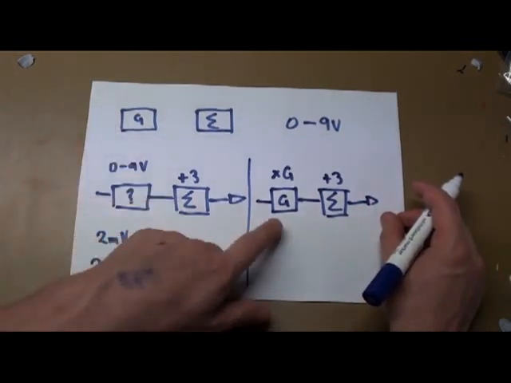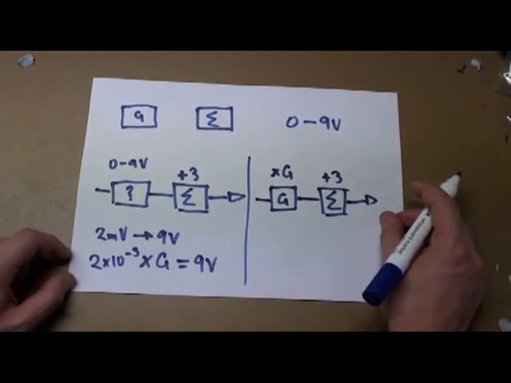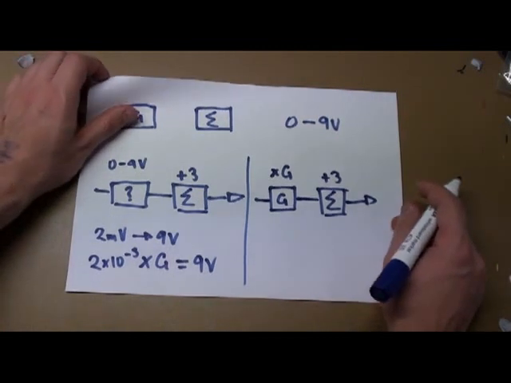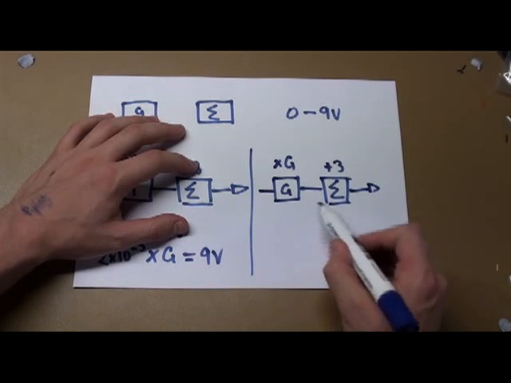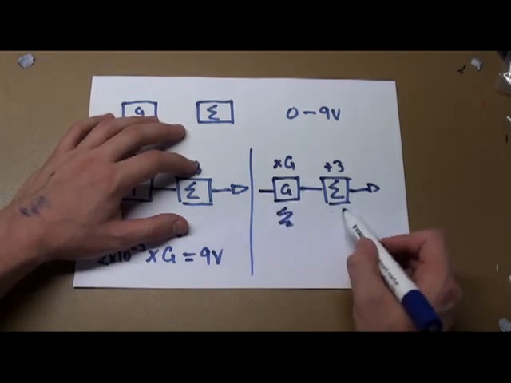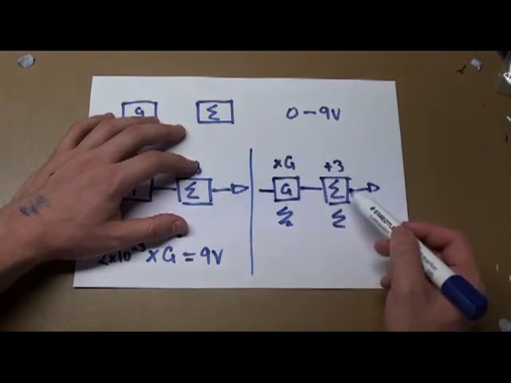So it seems pretty abstract at this point, but now is where I start to show you some actual electronics. So we realize that we need a gain block, and we realize that we need a summing block, but we don't really know how to build these in real life.